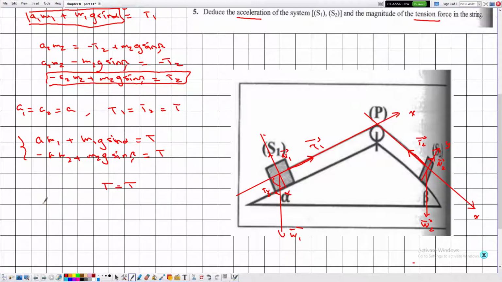Then the equation is reduced to A M1 plus M1 G sine alpha is equal to minus A M2 plus M2 G sine beta, which means that A multiplied by the total sum is equal to, here what do we have? We have M2 G sine beta minus M1 G sine alpha divided by, now we can divide both sides by M1 plus M2.